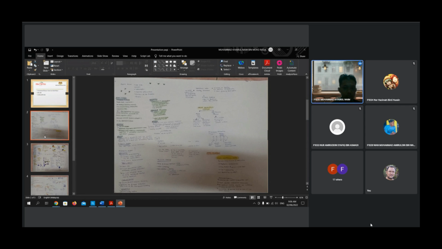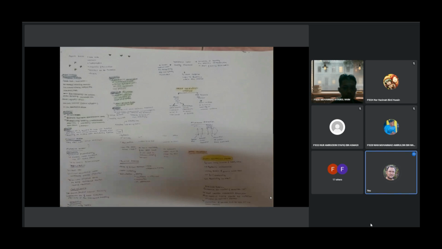and then Full screen kan? full screen. Full screen mana di sini? Pandai pun. Okay.